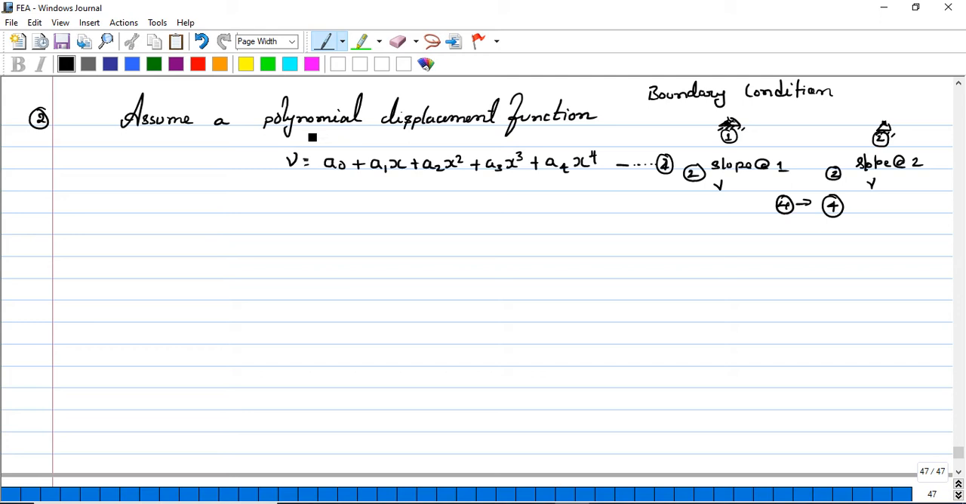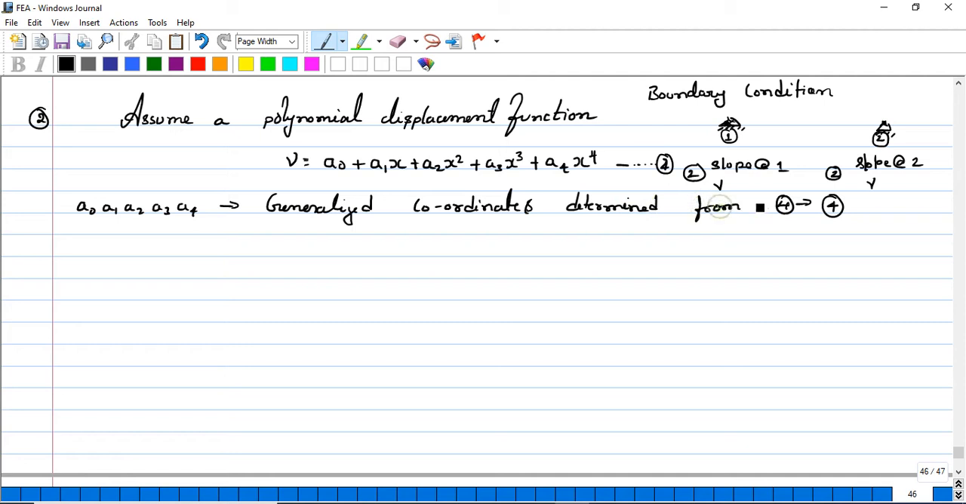So we have assumed the displacement function. Now what are these a0, a1, a2, a3, a4? These are generalized coordinates, determined from the boundary conditions. Based on the boundary conditions we have determined a0, a1, a2, a3, a4. So 1 and 2 are the boundaries, and we know that 1 is fixed, 2 is fixed. Based on that we have determined this.